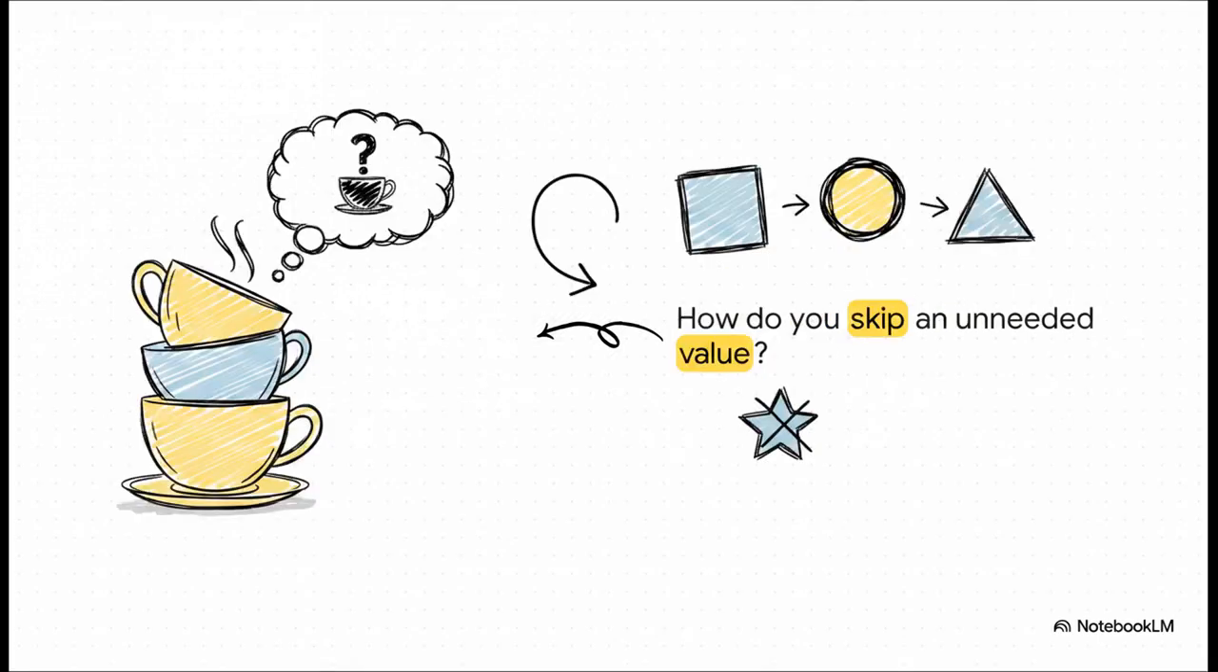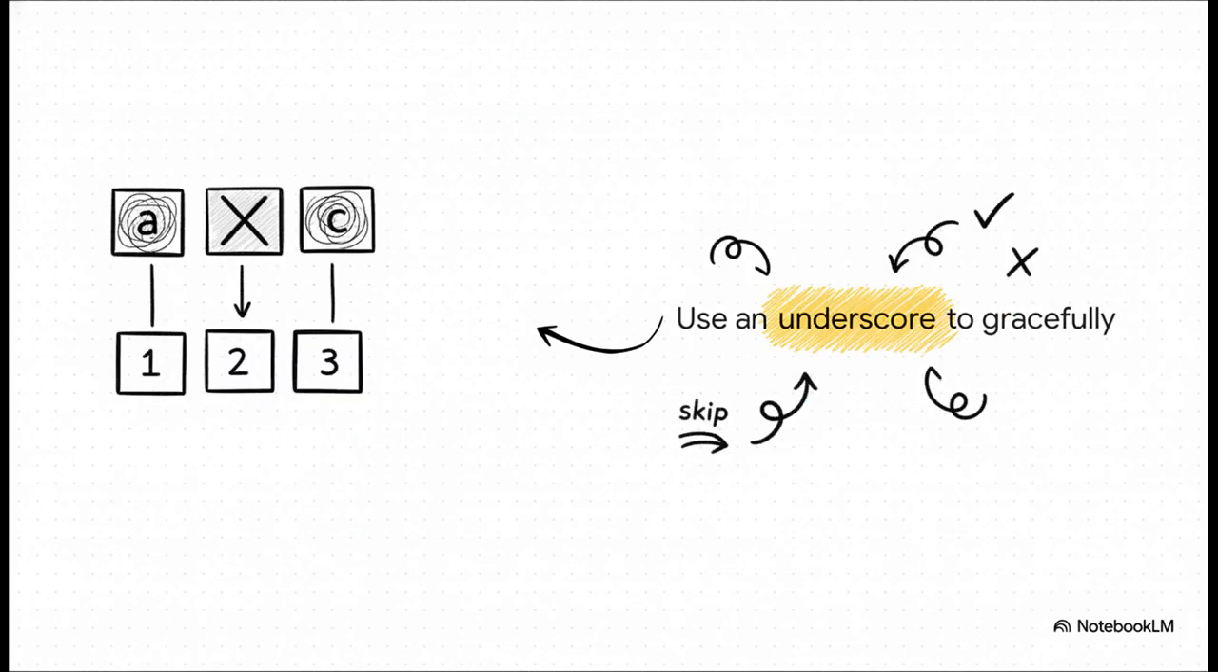Now here's a highly practical one for you. What if a function returns extra data you just don't care about, like the size of a tea order, but you still want the other variables? The proper Pythonic convention here is to use a simple underscore as a throwaway variable name. This basically tells anyone reading your code, hey, I explicitly acknowledge this value exists, but I'm choosing to graciously skip it.